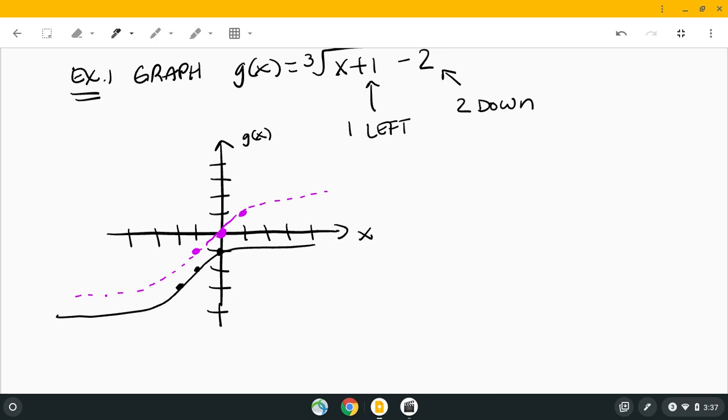So very similar to square roots, except we have a different curve. But everything about shifting still remains.